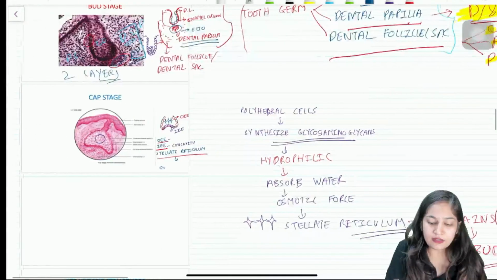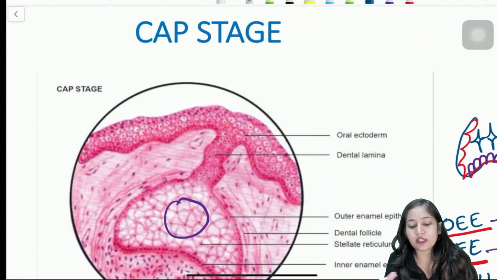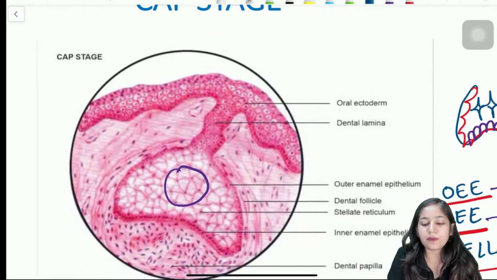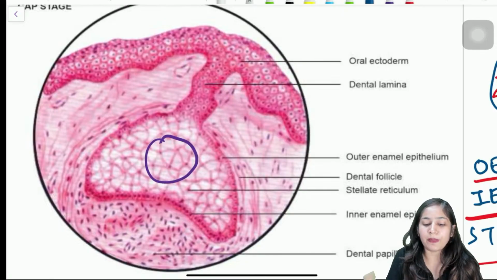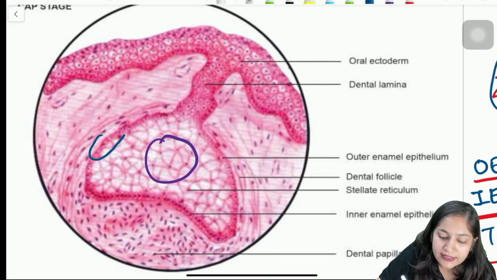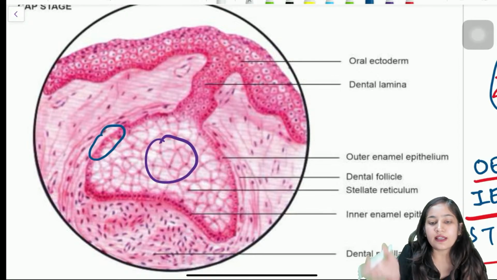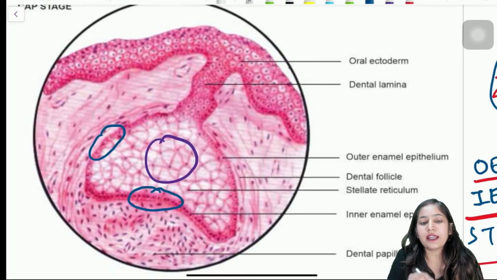So I think you might not be having any doubt in cap stage. Again, this is an image-based question also. You can be shown this type of diagram and asked to identify the stage of tooth development. So this is mainly cap stage. Why? Because here also we can see the cells which are present in the convexity. Here we can see again the cells which are present in the concavity and central cells which are star-shaped, right?